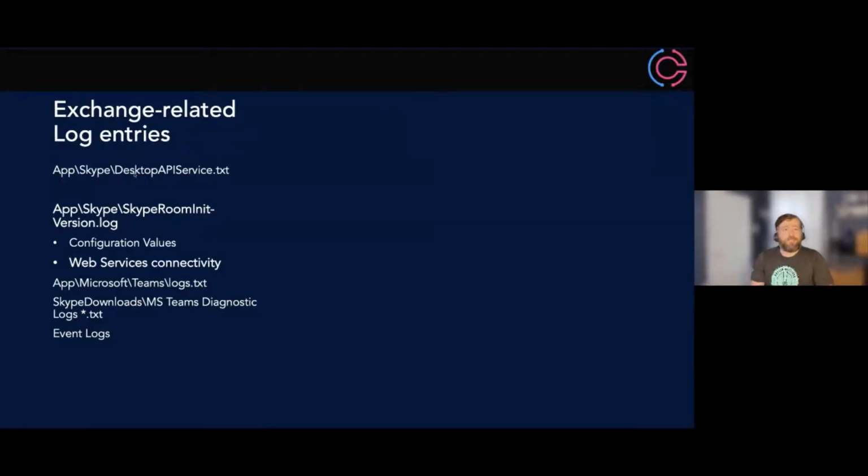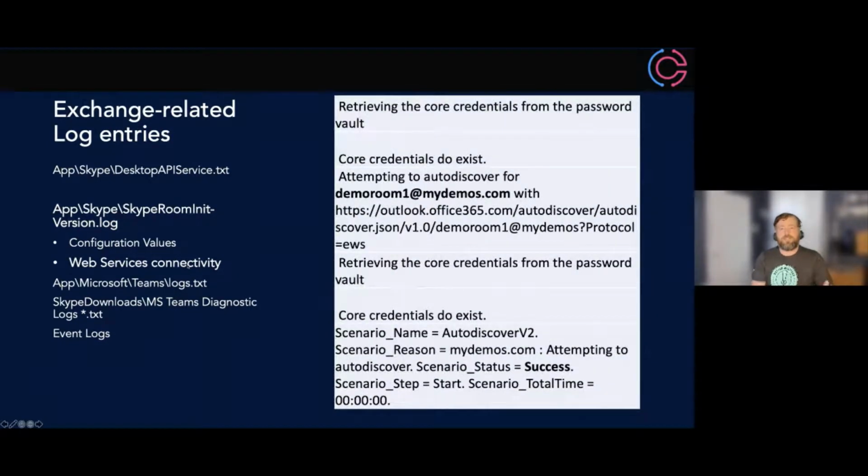All right, first one, the Exchange-related log entries. I see I didn't bold this very well, but I'll include the folder structure in the log files. This is in the app, Skype, and Skype Room init folder. And we're focusing in this scenario on web services connectivity: "Hey, I couldn't pull my Exchange calendar."